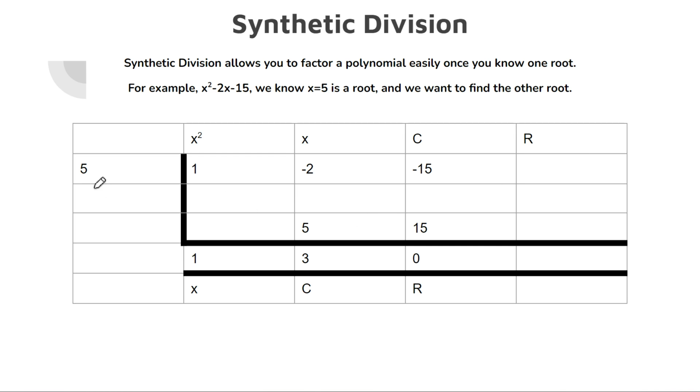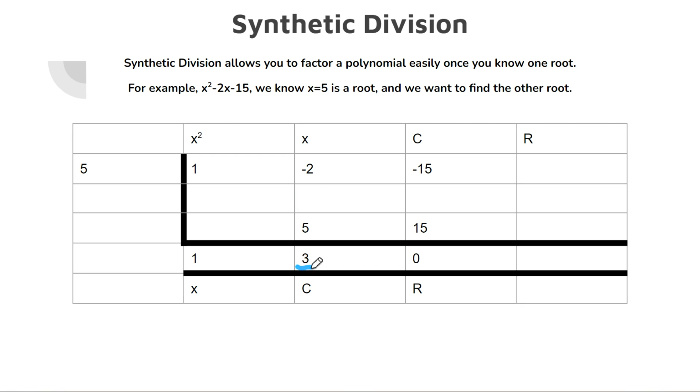I'll draw a line to make it clear. You're going to multiply these two numbers. So 1 times 5 is 5. So the 5 ends up here. Now, what you're going to do is add these two numbers. So negative 2 plus 5 is 3.